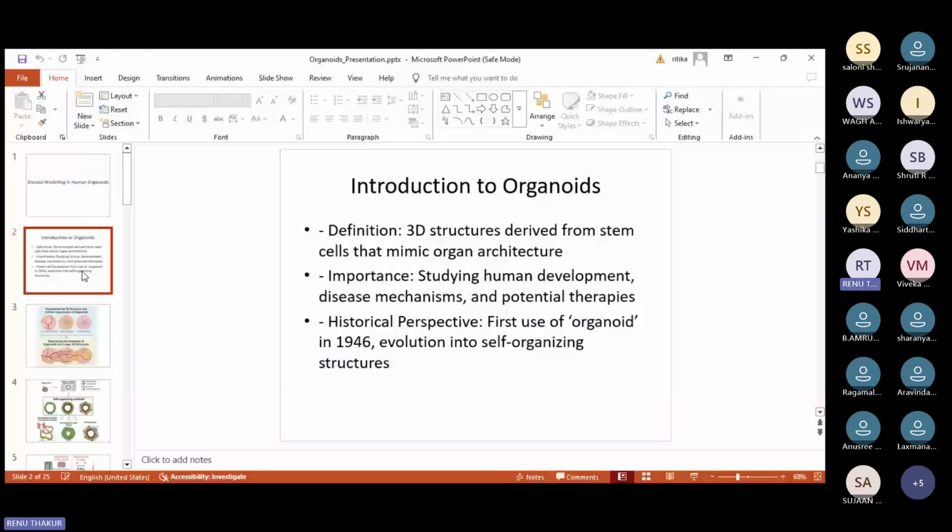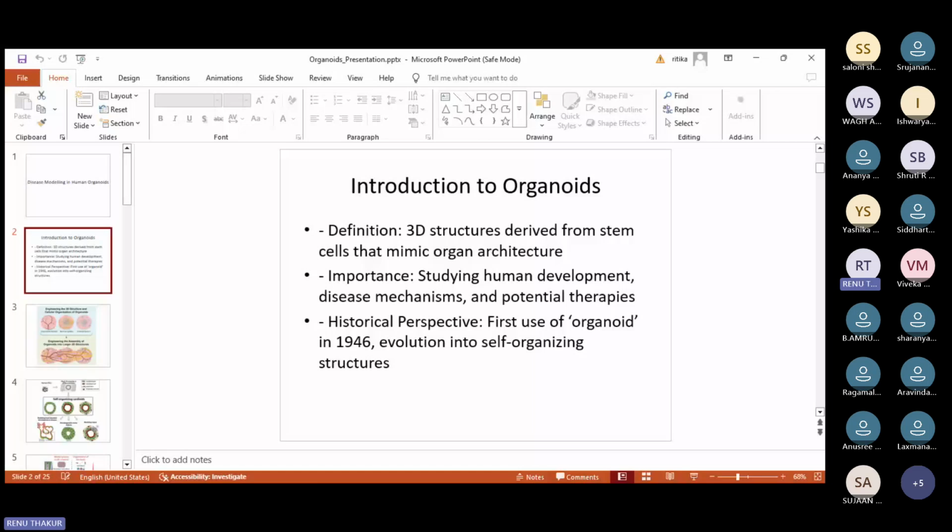So till now, can anyone brief me how many models we have discussed till now? Can anyone brief me? Old students who have attended all the sessions till now, they must be aware. Anyone want to answer? No?